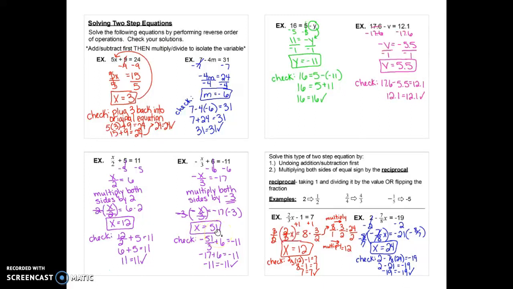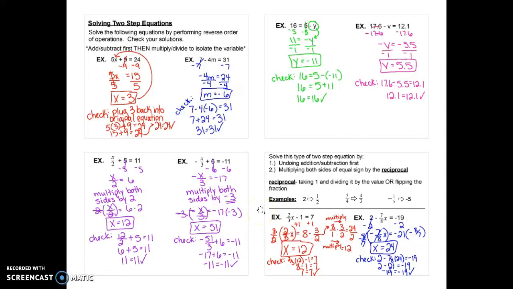So now I continue with my check, and I'm going to plug it in to my original equation and check to see that I got it right. Negative 51 divided by 3 is a negative 17, plus 6 is negative 11. So that answer checks out as well. Okay. All right, now the next 2 examples.